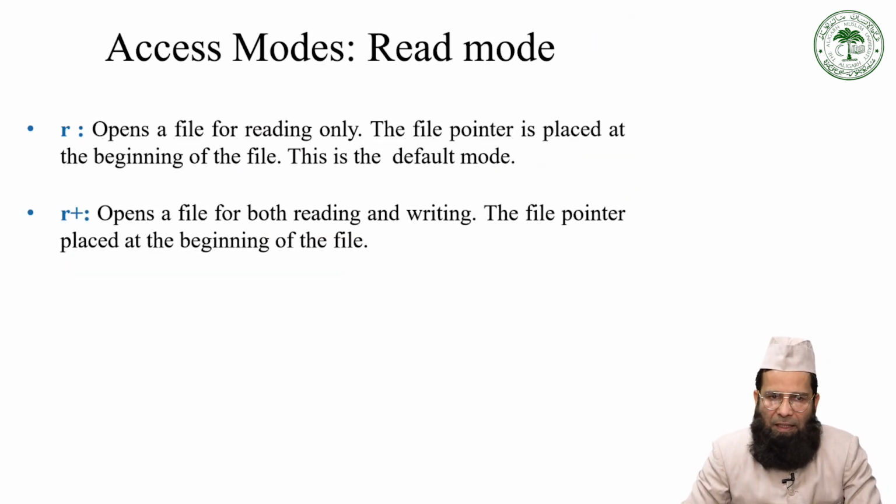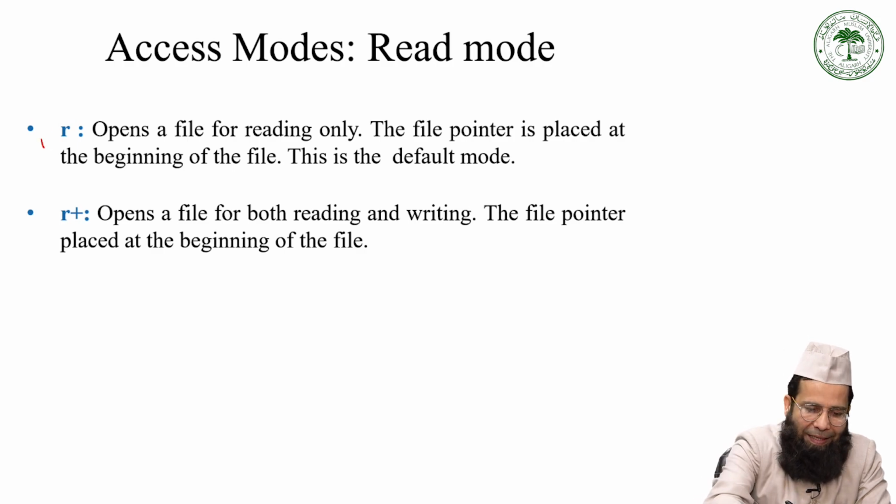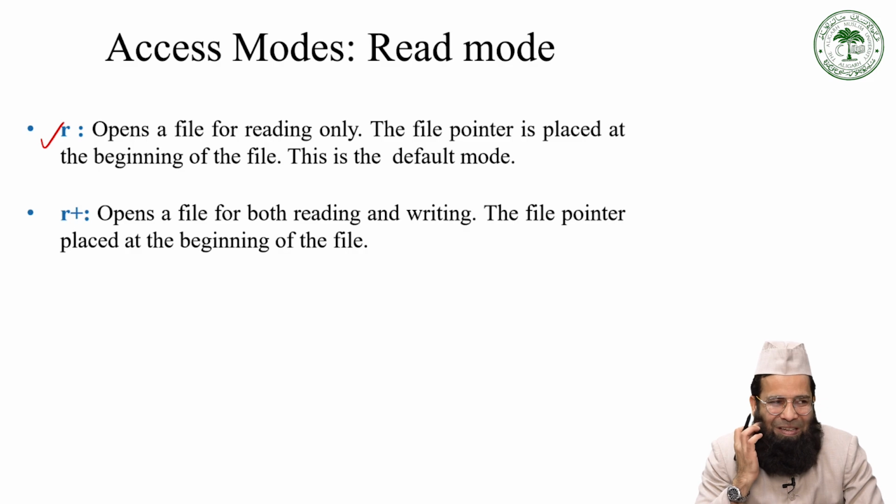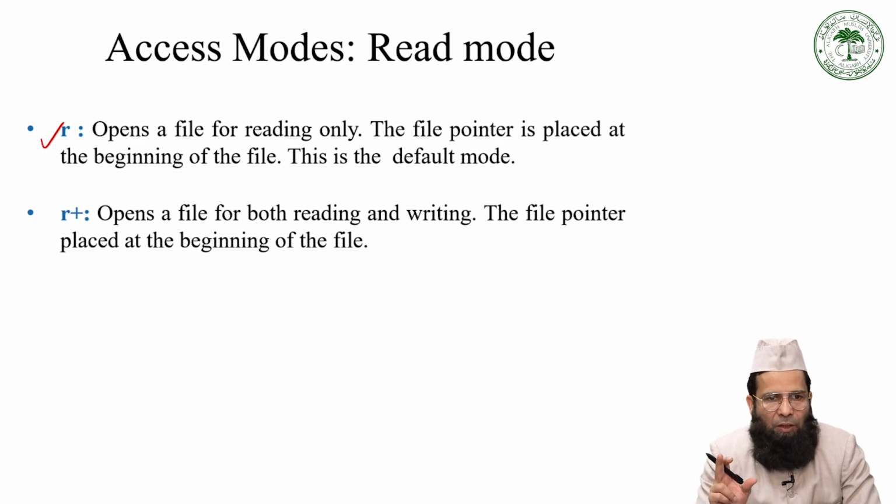Now we'll discuss the different access modes. First of all, the access mode is read, R. It means you want to open that file for read purpose. If the file exists, then it is okay. If the file is not there in that location, it would give an error since that file is not present.